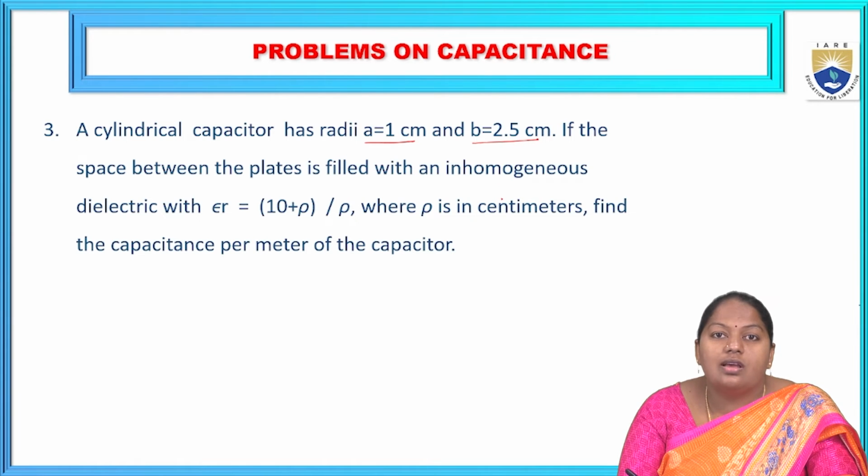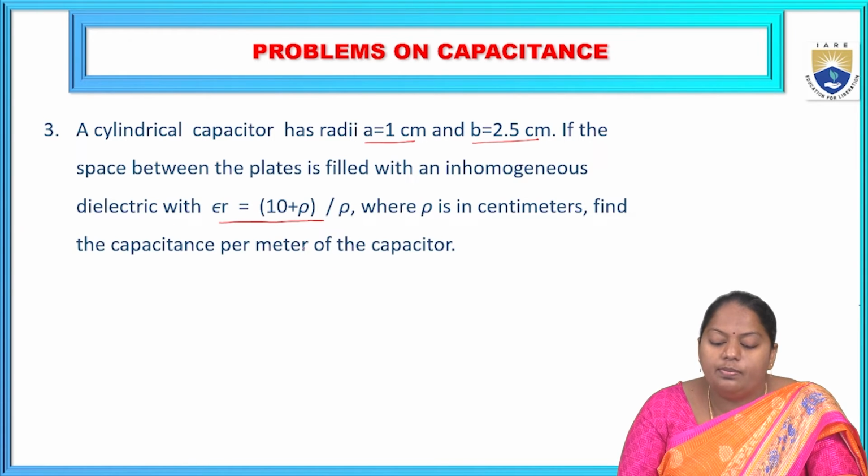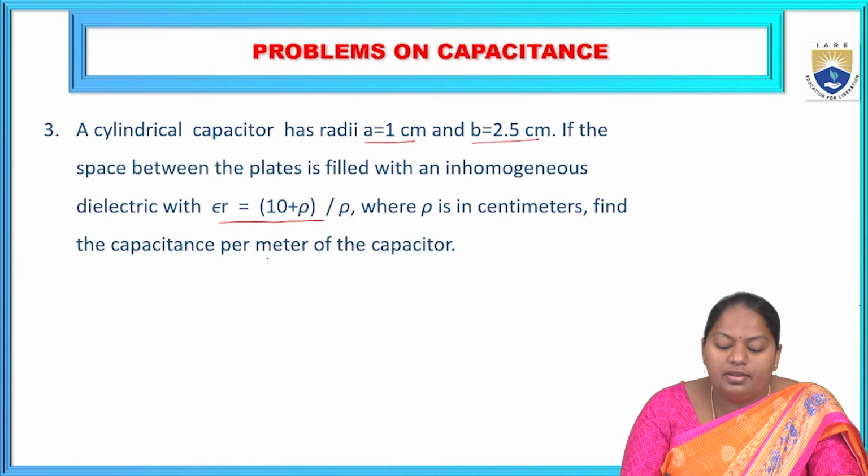Generally, the capacitor has two conductors, nothing but two plates. The inner plate has a radius of 1 centimeter and the outer plate has a radius of 2.5 centimeters. If the space between the plates is filled with an inhomogeneous dielectric with epsilon r equal to (10 plus rho) by rho, where rho is in centimeters, then find the capacitance of the capacitor.